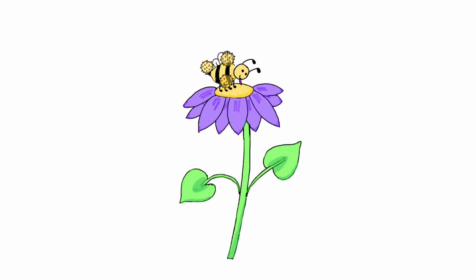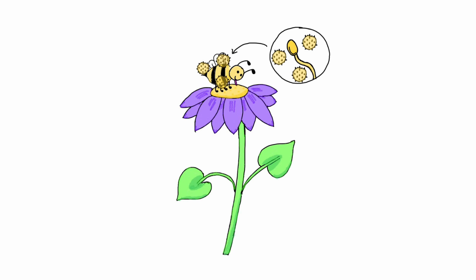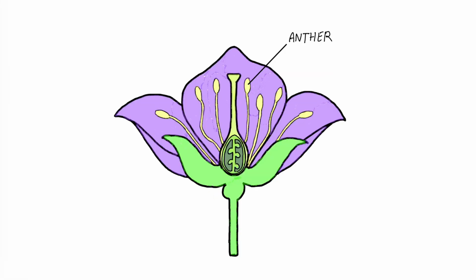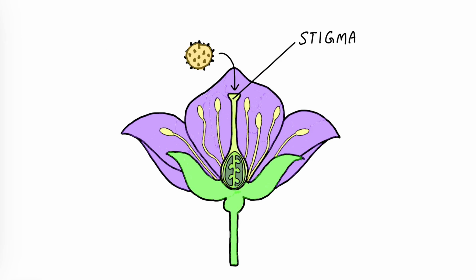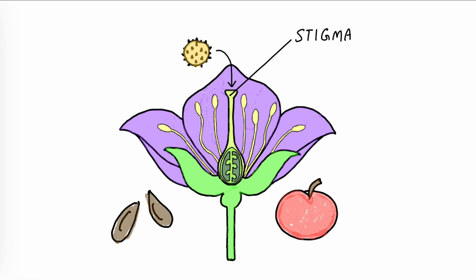As it's feeding, it brushes against the pollen, which is made from the anthers. The anthers are the male part of the plant that makes the pollen. After getting covered in pollen, the bee is ready to move on to the next flower. The pollen on its body lands on the stigma, the female part, to fertilize the plant. Fertilizing starts the process that leads to seeds as well as fruit.